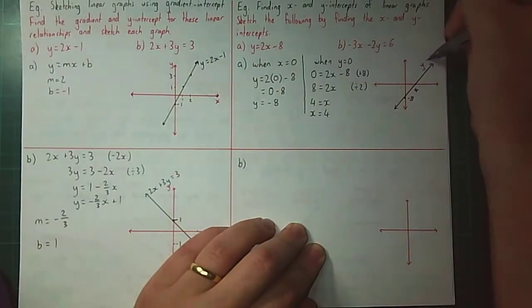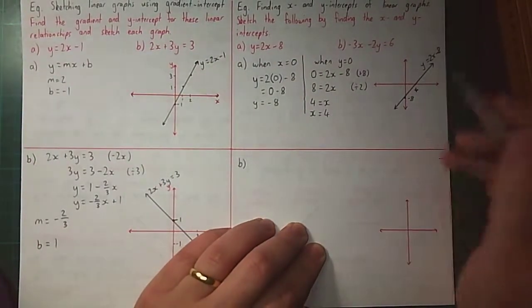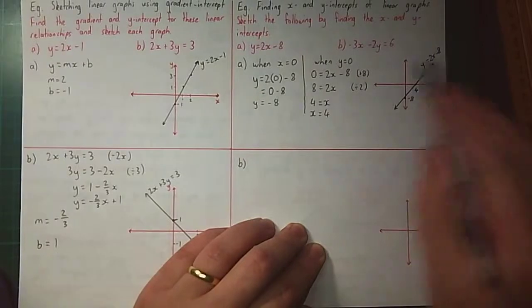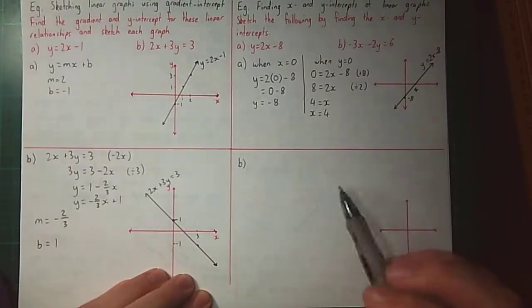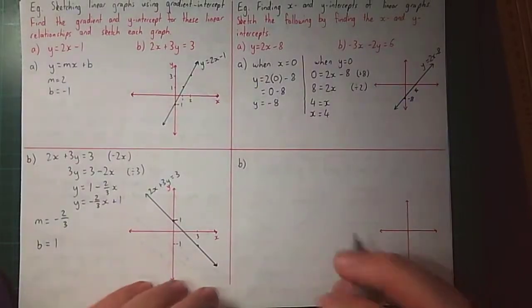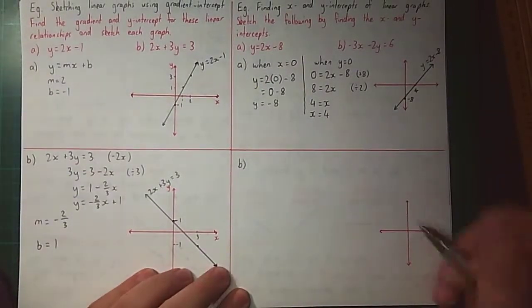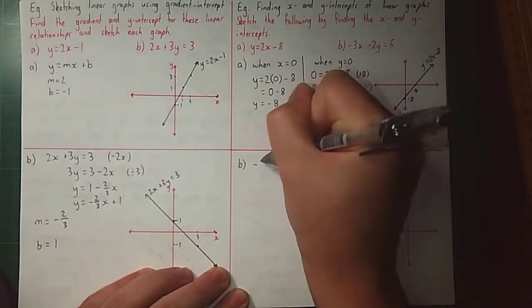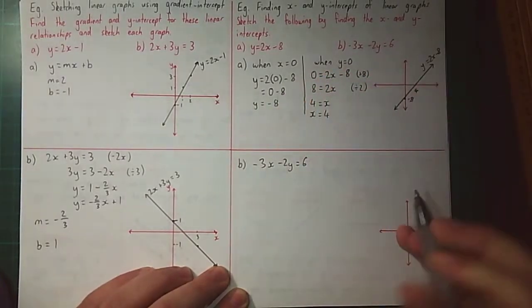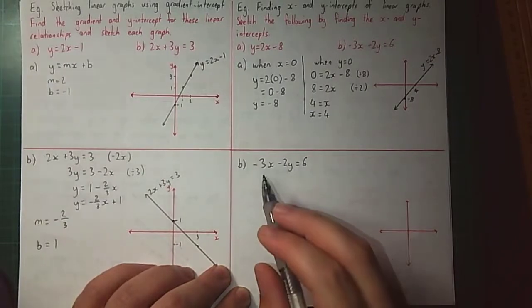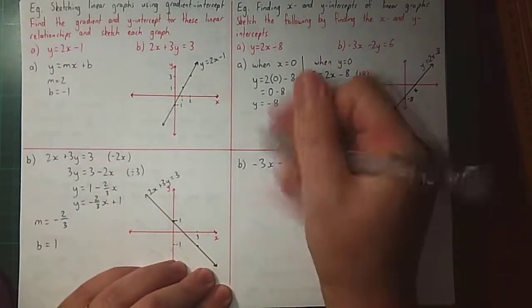We're going to have y is equal to 2x minus 8. The reason why we label it is just to show that that line is in fact what we intended it to be. That we're not accidentally graphing this line on that axis. Okay, we'll do it again with b. I'm going to rewrite it first. Minus 3x minus 2y equals 6. Now once again we need to find it when x is 0.